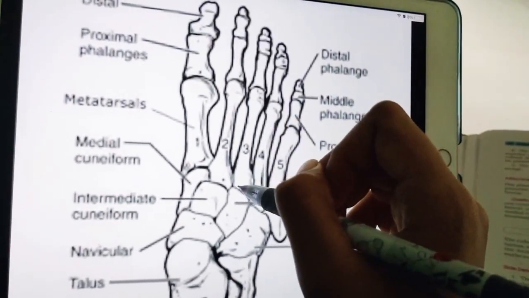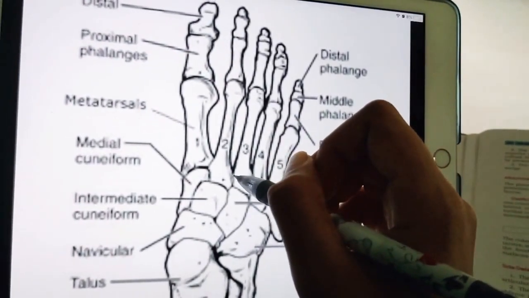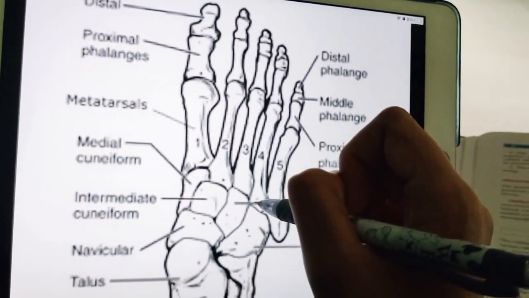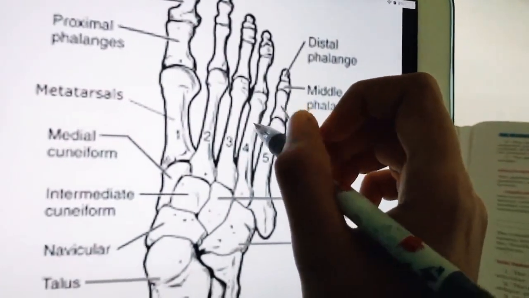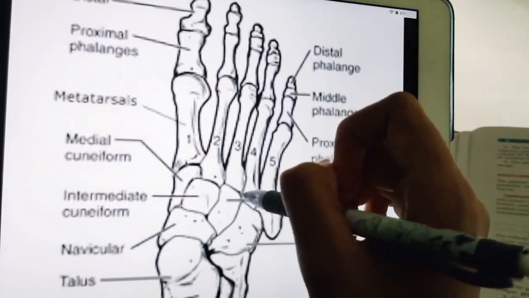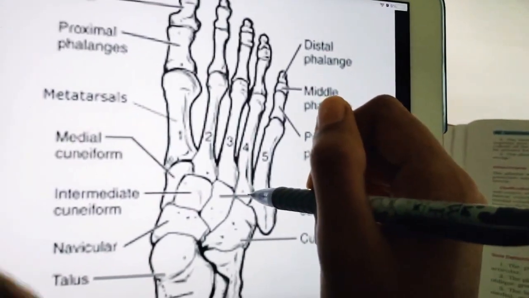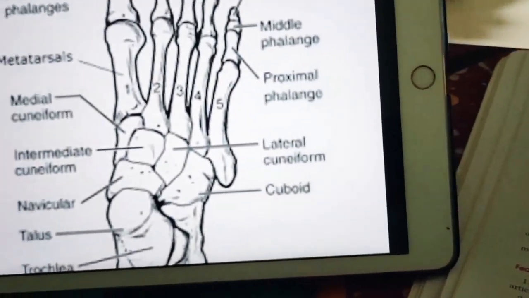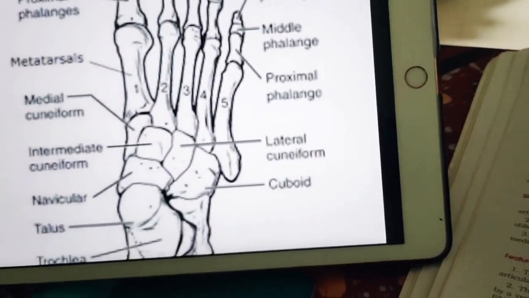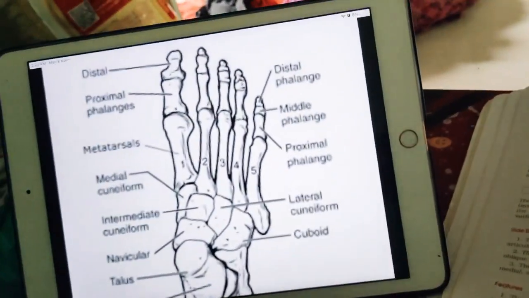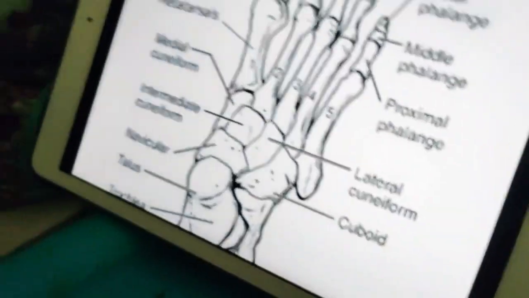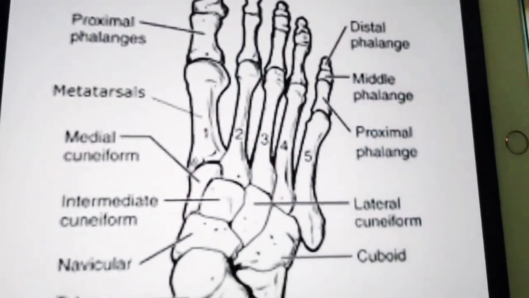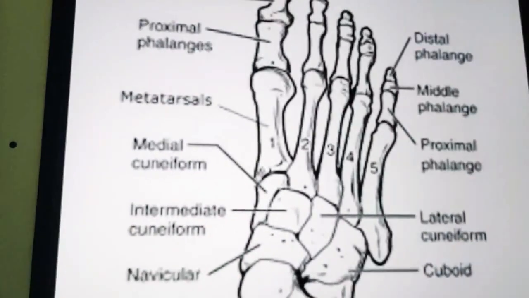Coming to the third metatarsal, it will have only one articular surface on the medial side, whereas on the lateral side it will have one articular surface for the fourth metatarsal. Coming to the fourth metatarsal, of course it will also have on the medial side one articular facet for the third metatarsal, and on the lateral side also one articular facet for the fifth metatarsal. Coming to the fifth metatarsal, it is easy to find out because it has a styloid process, right? So this is how we can identify the metatarsals. Next we'll start with the phalanges of our leg.